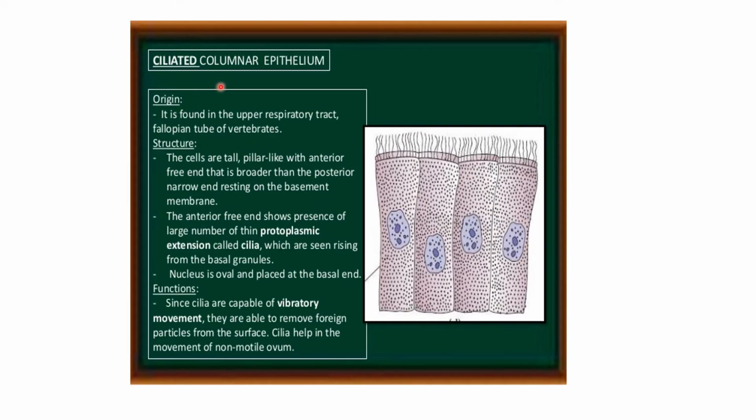Now the first type in the columnar is ciliated, so it is found in the upper respiratory tract, fallopian tubes of vertebrates, etc. The structures are tall pillar-like structures with the nucleus resting near the basement membrane. They have hair-like structures, as we can see over here, which are known as cilia, and the function is vibratory movements. They are capable of removing foreign particles from the surface, and cilia help in the movement of the non-motile ovum. Hence they are present in the fallopian tube.